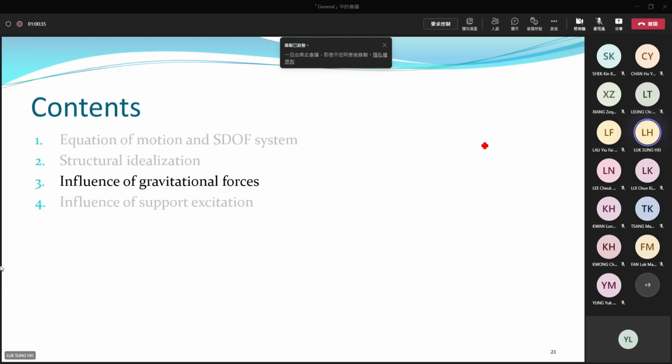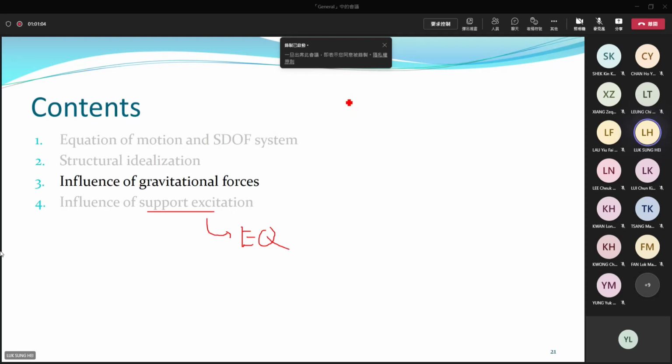Then what next? Section 3 and section 4. We are going to consider two additional effects. The first one is gravitational force effect. The other one is due to the support movement or support excitations. Support excitations means support movement. Normally, it is used to represent earthquake attack. But let us start to introduce the gravitational effect first.